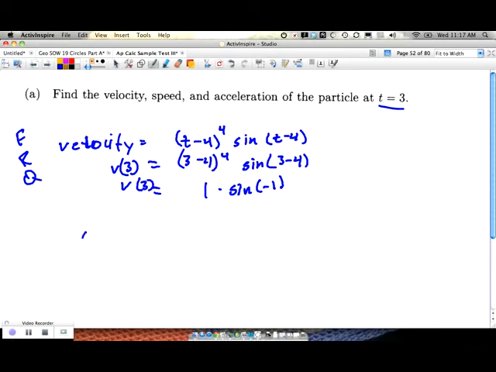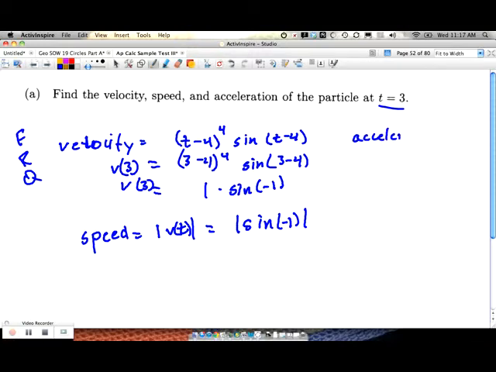Let's look at the other two. Speed is going to be pretty easy. That's the absolute value of velocity. So that's going to be equal to the absolute value of sine of negative 1. And no, I don't need to plug that in and simplify it. Why? Because it's an FRQ. I don't actually have to find the approximation unless I need to use it for something else. And right now I don't.